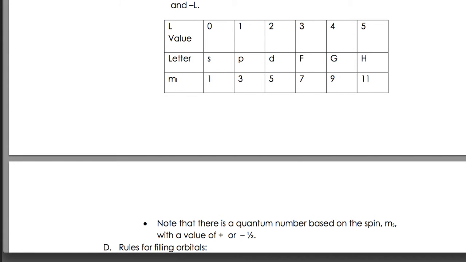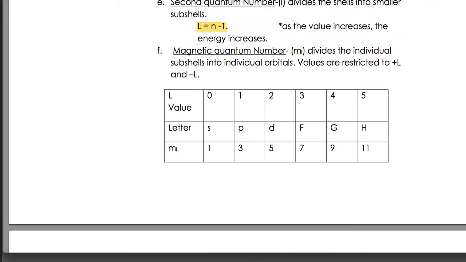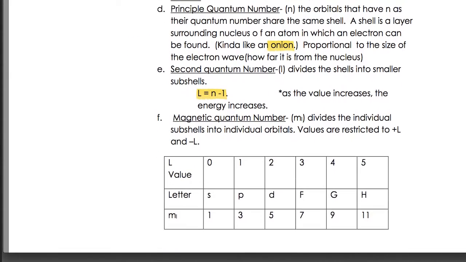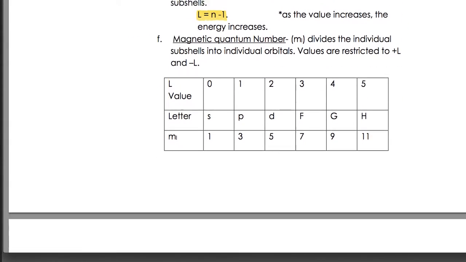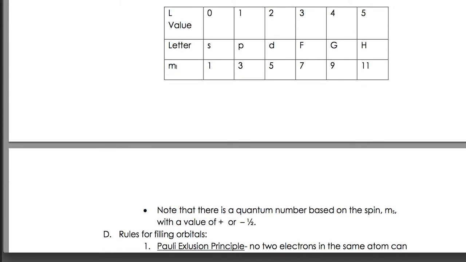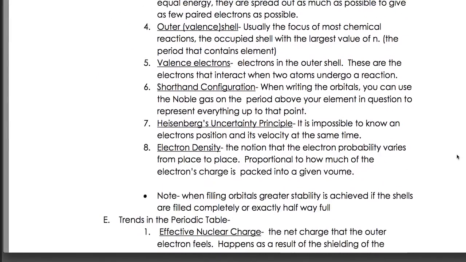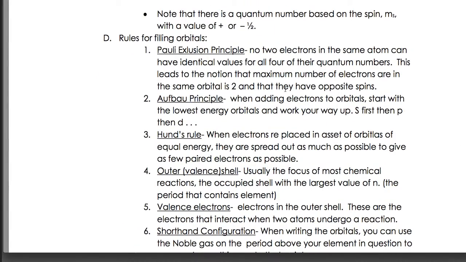What you'll need to be able to do is write the 4 quantum numbers for any element or ion, or go from 4 quantum numbers and determine what element it is. In order to do that, you're going to need to know a few rules. The first rule is the Pauli exclusion principle, which says that no 2 electrons in the same atom can have identical values for all 4 quantum numbers. That's what allows us to identify one element versus the other given the 4 quantum numbers.